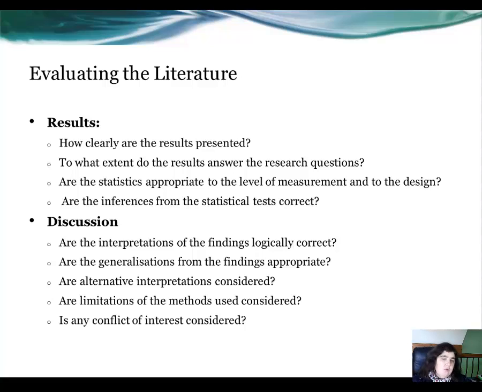And in the discussion, are interpretations of the finding logically correct? Are the generalizations appropriate? Are limitations of the methods used considered? Is there any conflict of interest? So when you're even considering writing your literature review, have those questions in mind for your introduction, for the method, for the results, and for the discussion section.